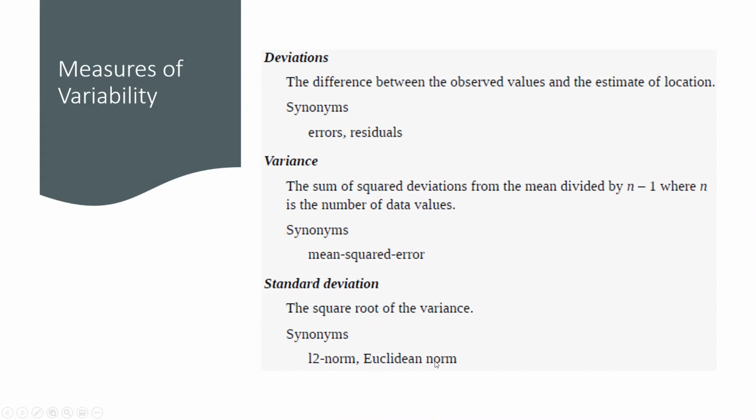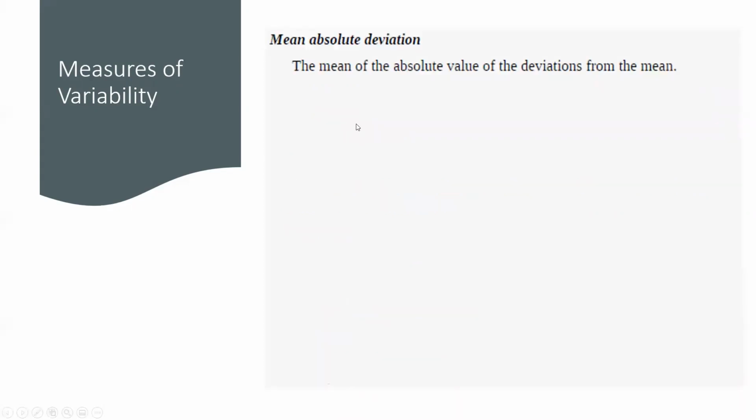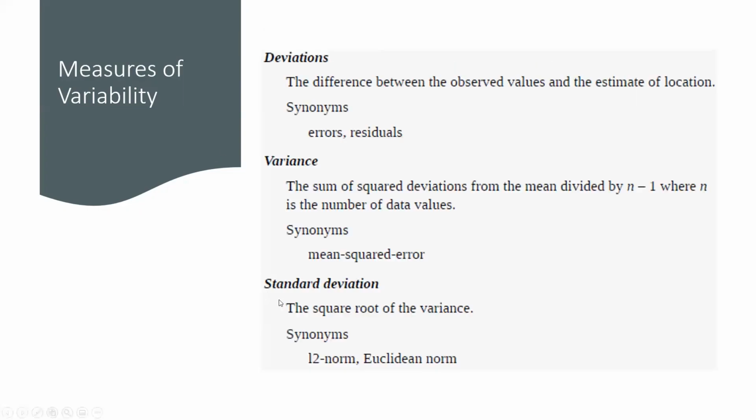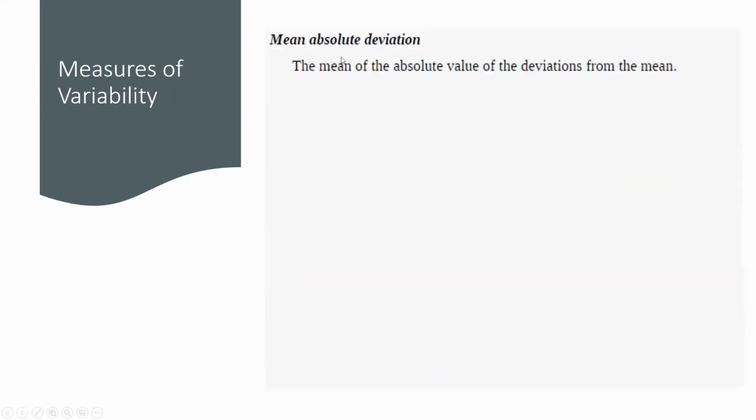And these are the other names by which we may call standard deviation. We call it the L2 norm or Euclidean norm, but we'll try to use standard deviation. There is something called mean absolute deviation. This is very similar to standard deviation, but it's calculated in a different way. We just saw that standard deviation is nothing but the mean of absolute deviations, but it's not actually calculated like that, whereas the mean absolute deviation is actually calculated in that sense.